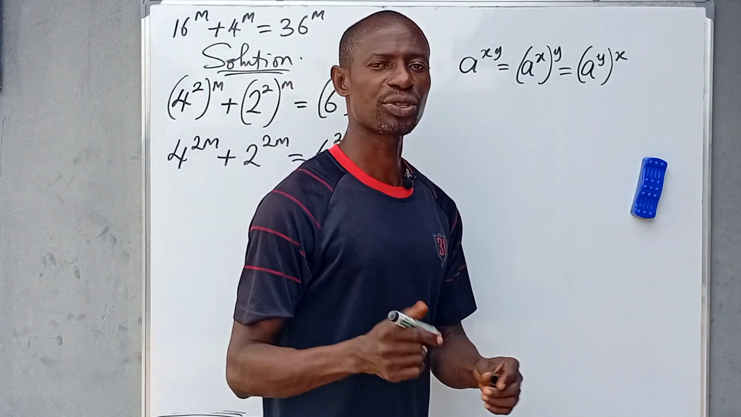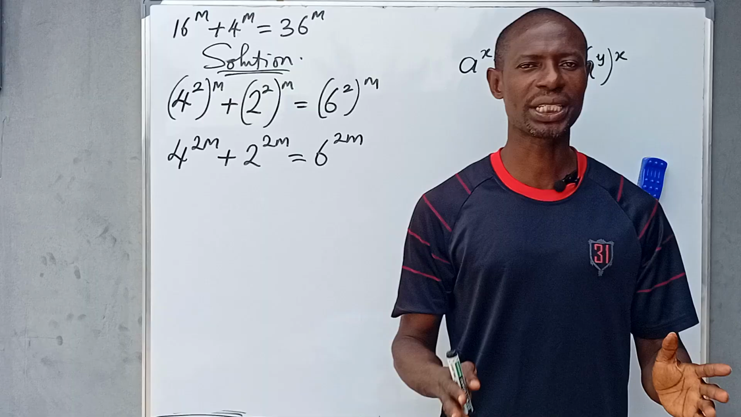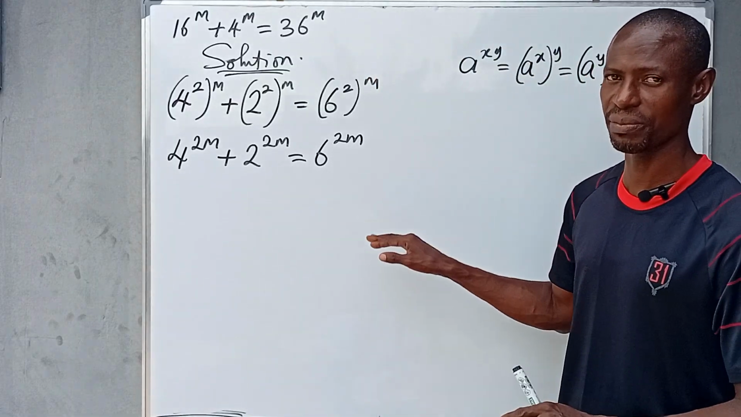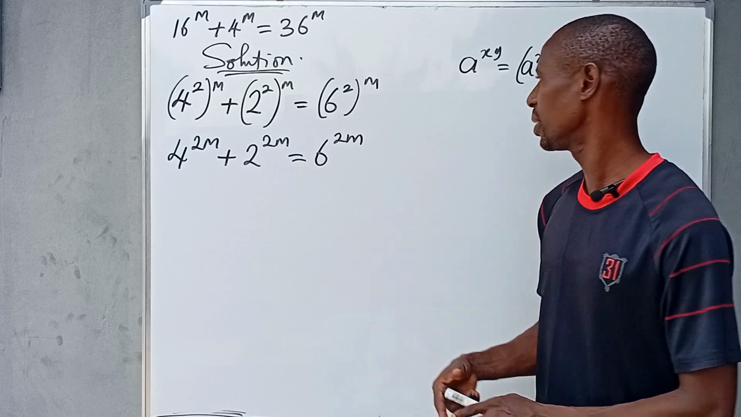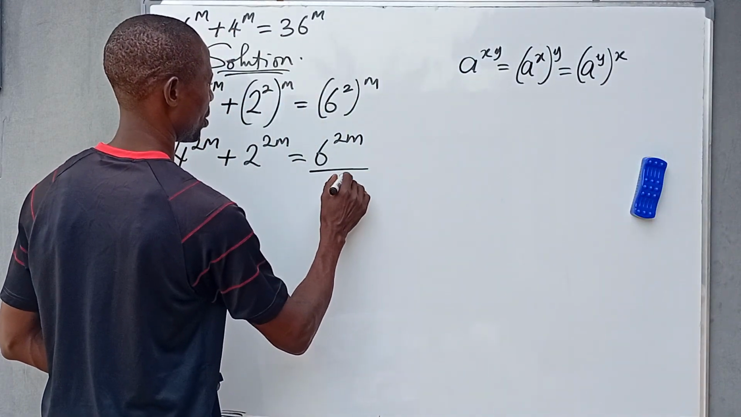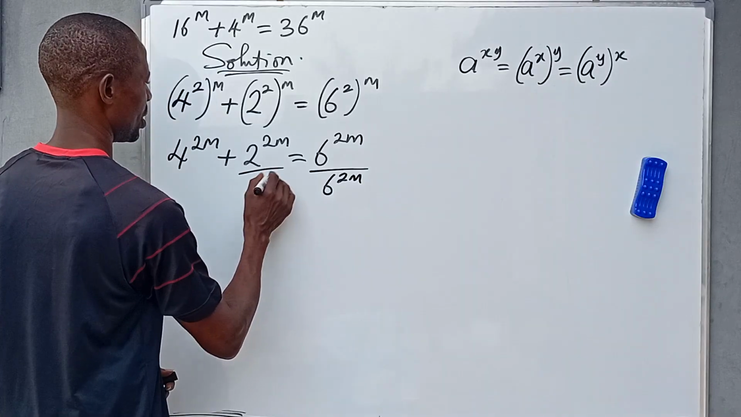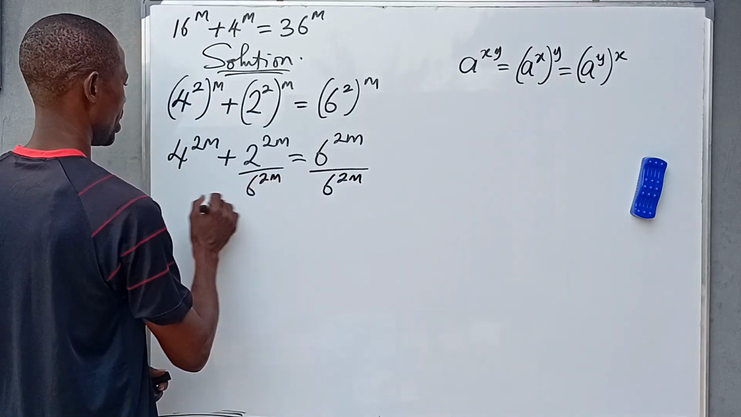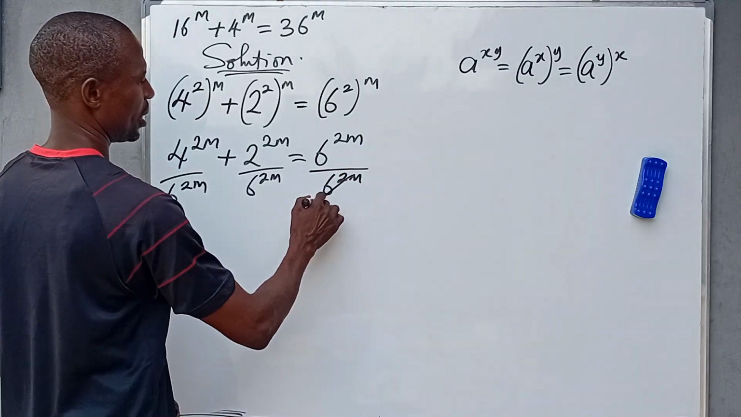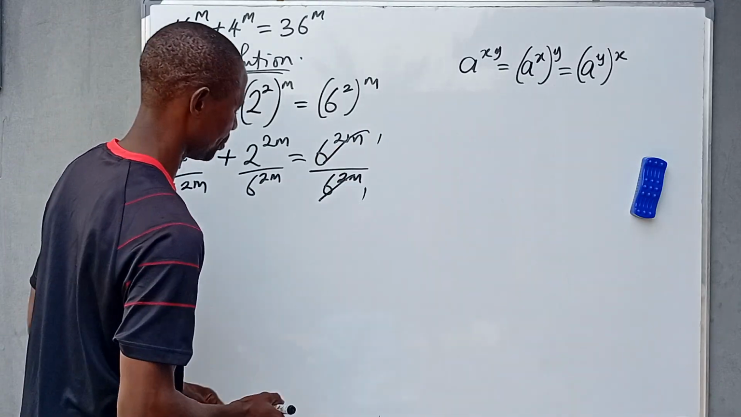Good. The next thing we're going to do is to make the quantity on the right-hand side unity. In other words, we're going to divide through by 6 to the power of 2m. So let's go ahead and do that. We have 6 to the power of 2m here, here, and here. This will give us 1.